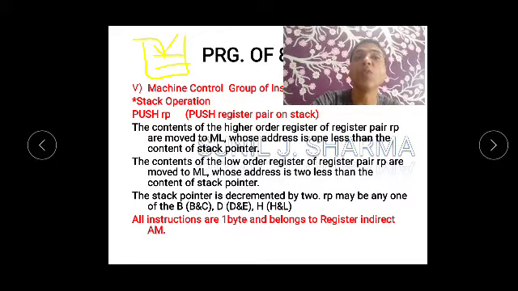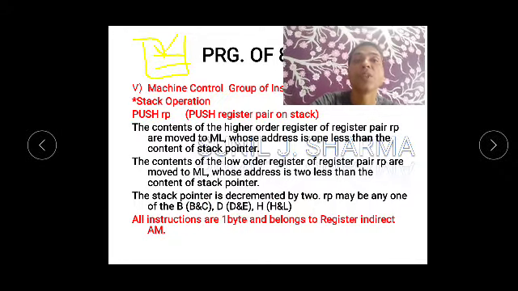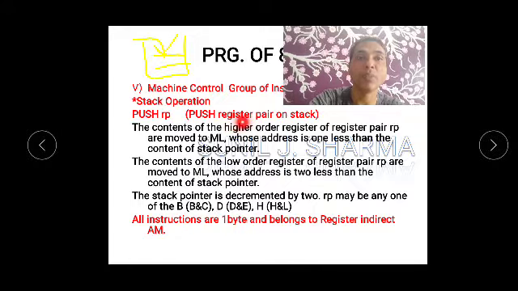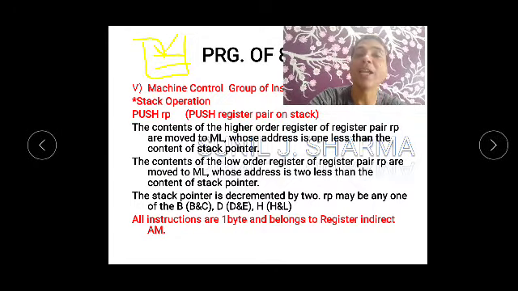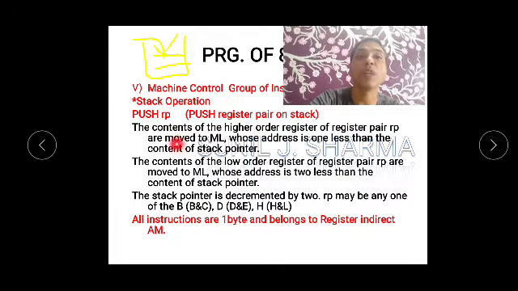You already know we have three pairs, BC, DE and HL. So PUSH RP means push register pair on stack. What happens in this? The contents of the higher order register of the register pair are moved to the memory location whose address is one less than the contents of the stack pointer, and the contents of the lower order register of the register pair are moved to the memory location whose address is 2 less than the contents of the stack pointer.